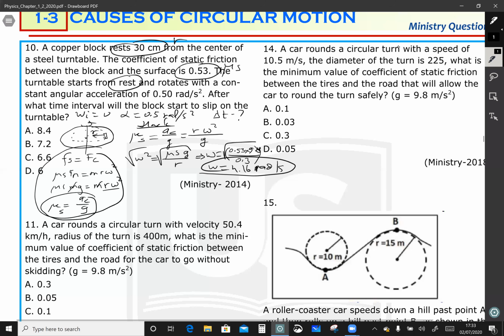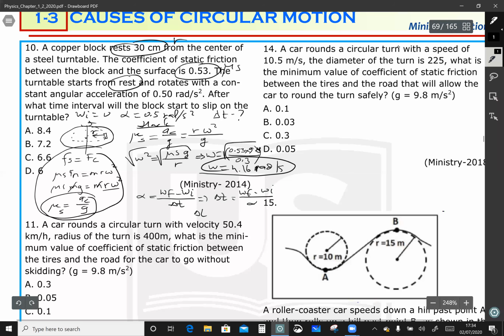Now we will use the kinematic equation. How many seconds does it take for the copper block to reach this angular speed? We know that angular acceleration is equal to omega final minus omega initial divided by delta t. Delta t is the question. We know what alpha is, so we can get delta t: omega final minus omega initial divided by alpha.